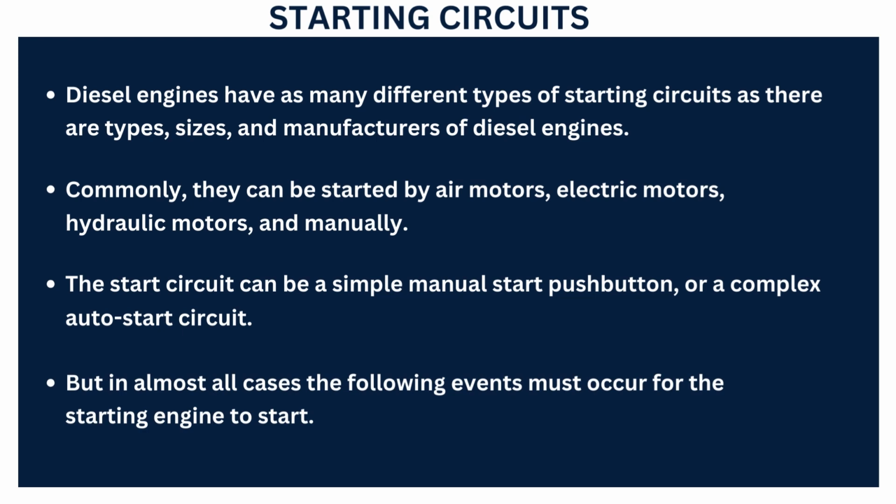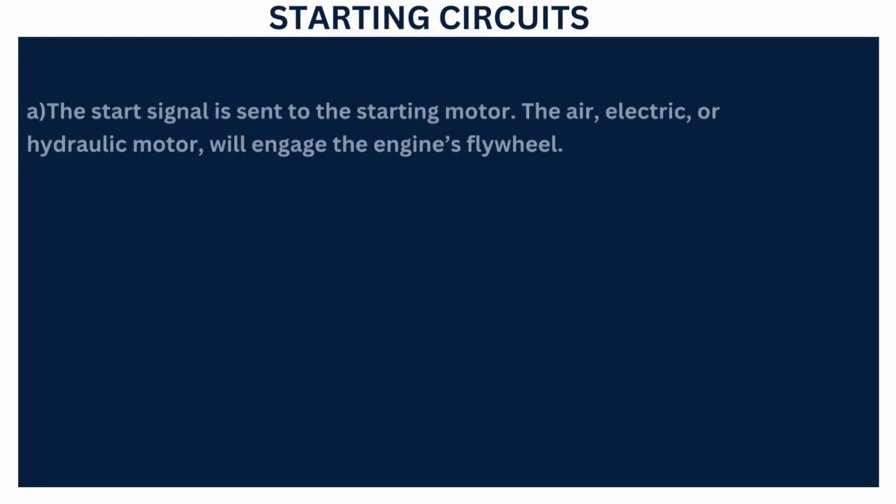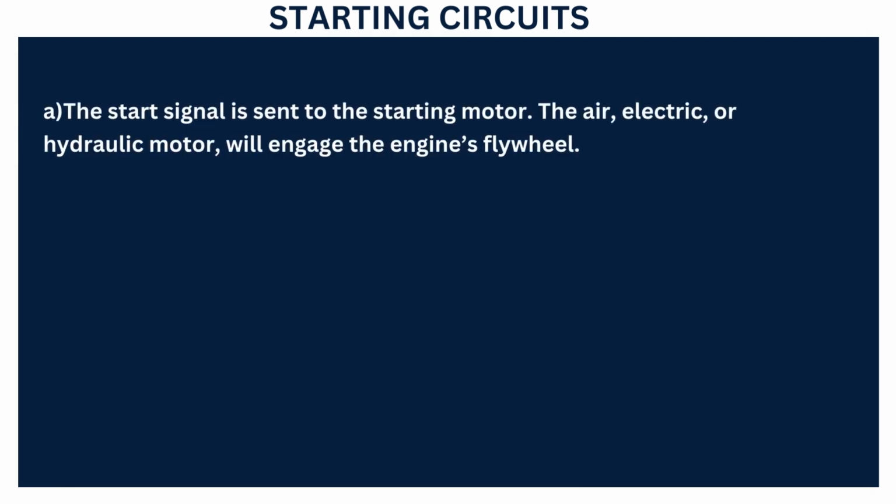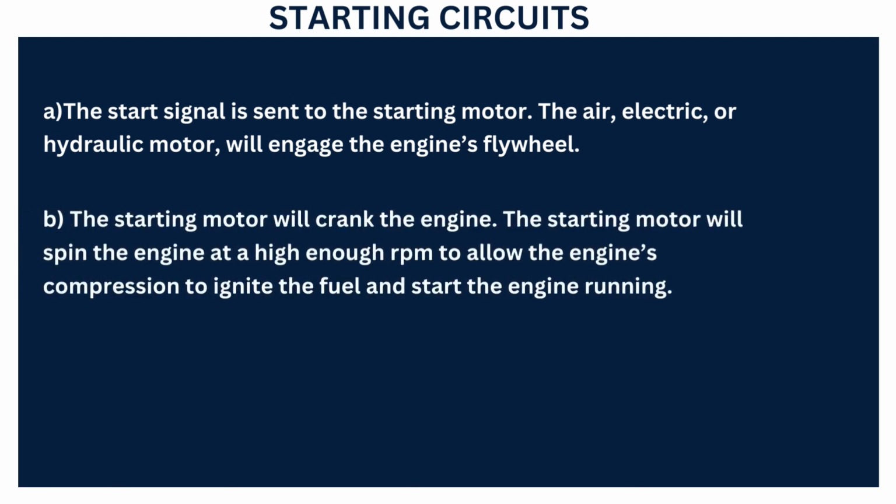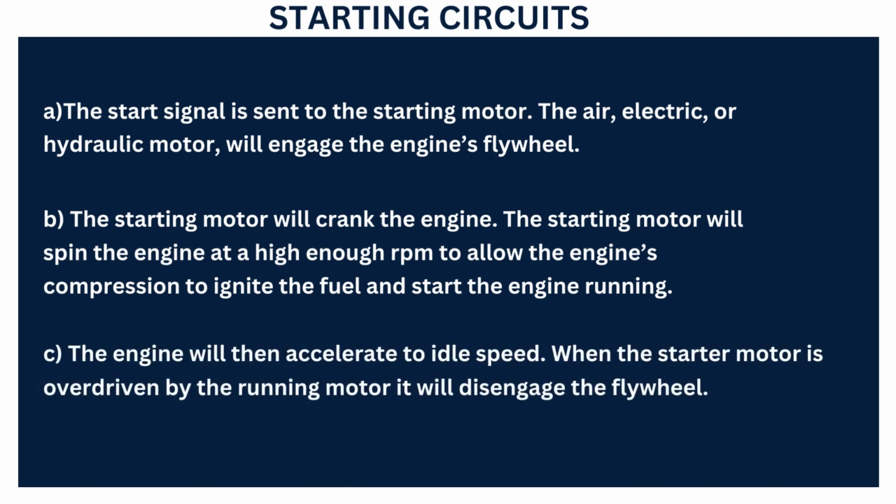But in almost all cases, the following events must occur for the engine to start. The start signal is sent to the starting motor, and the air, electric or hydraulic motor will engage the engine's flywheel, and then the starting motor will crank the engine. The starting motor will spin the engine at a high enough RPM to allow the engine's compression to ignite the fuel and start the engine running. The engine will then accelerate to an idle speed, and when the starter motor is overdriven by the running motor, it will disengage the flywheel.